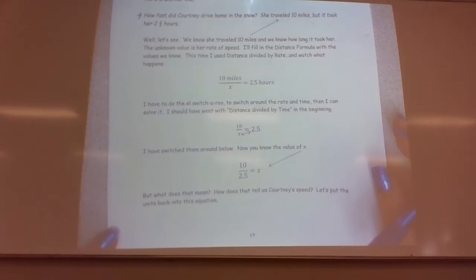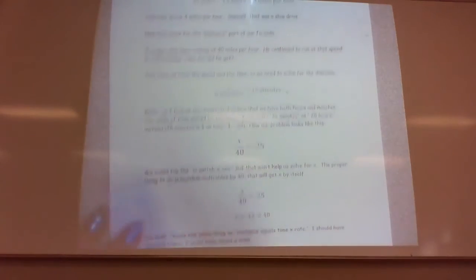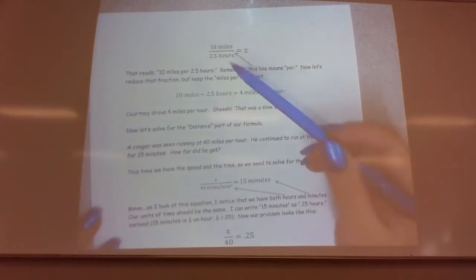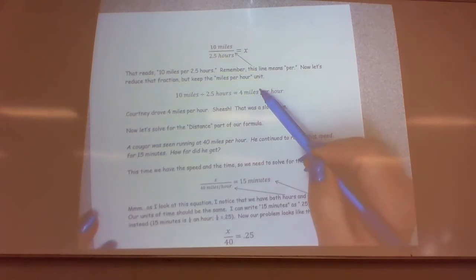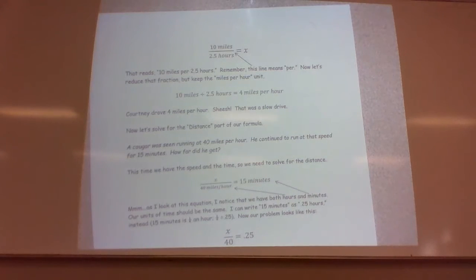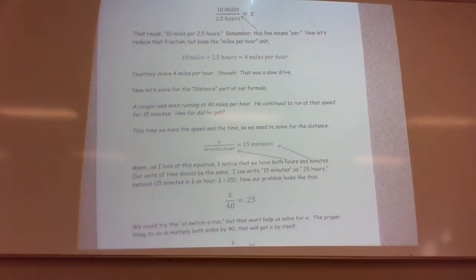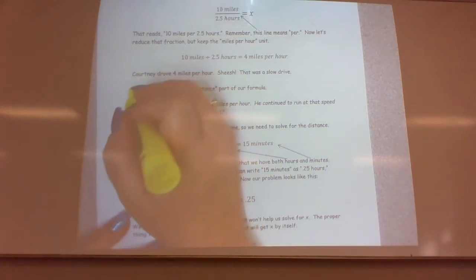And I'm going to go to page 20 at the top. If I divide 10 by 2.5, that gives me 4 miles per hour. She traveled a lot slower than I did, but we were still able to find out how many miles per hour she drove. Okay? So now we're going to look at solving for the distance part of our formula.